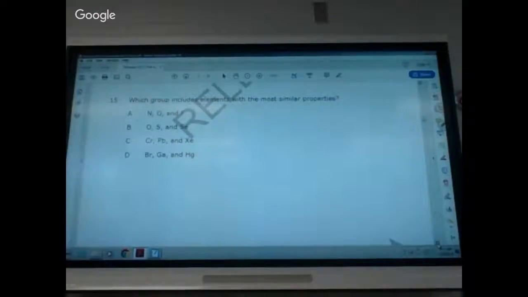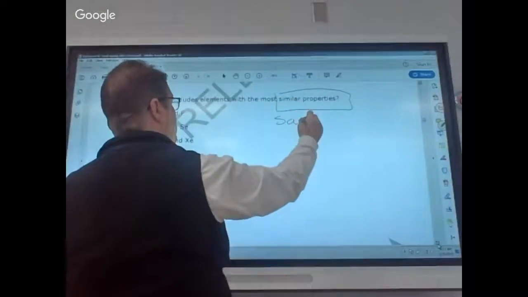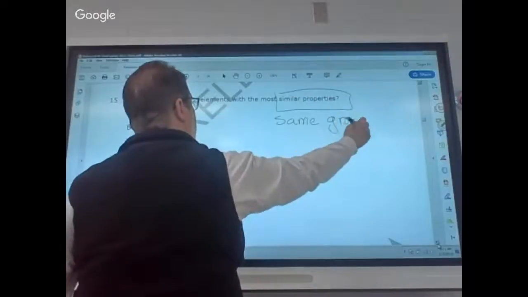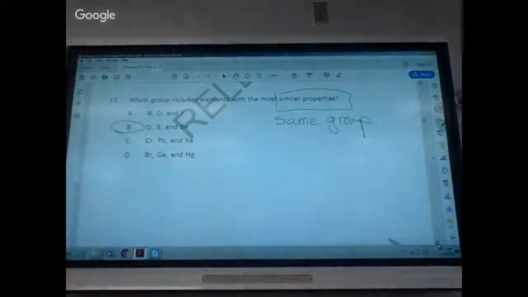Same group. Similar properties has to be in the same group. Who's in the same group? B is the right answer. All right.